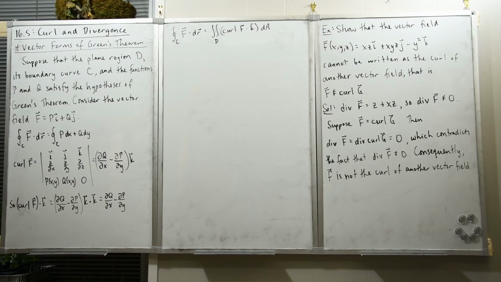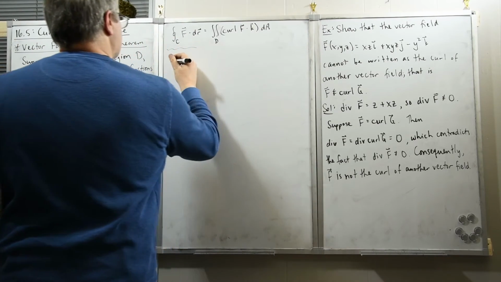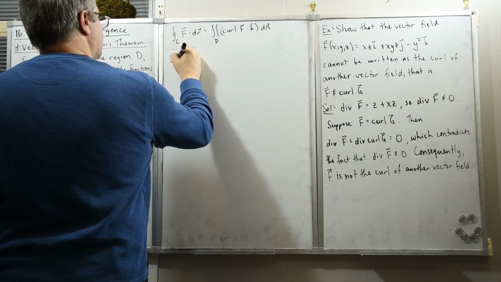All right, so what this actually tells us is that the line integral of the tangential component of F along C can be expressed as the double integral of the vertical component of the curl of F over the region that C encloses. Question is, can we derive a similar formula involving the normal component of F? So let's try that. Let's see.